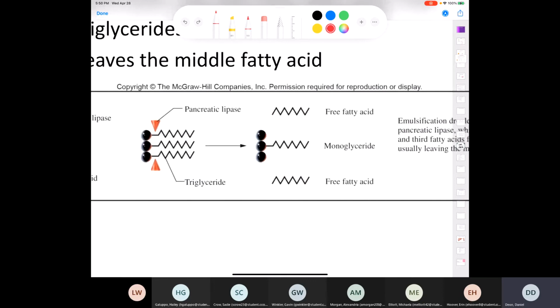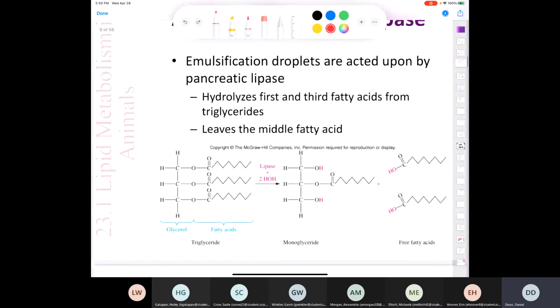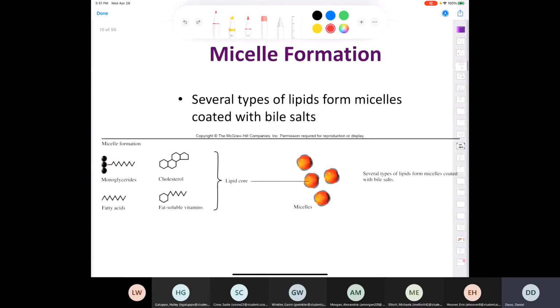What have you taken? You've taken your fat, you've emulsified it, which allowed pancreatic lipase to act upon it. Now what have you got? You've got a monoglyceride and a couple of free fatty acids. Well, let's see what happens to those. Those are going to combine with other molecules like cholesterol and vitamins. That's not really neither here nor there for us, but the whole idea is that they get combined into micelles that are coated with the bile salts, and then we're ready to go for absorption in chylomicron formation and absorption.